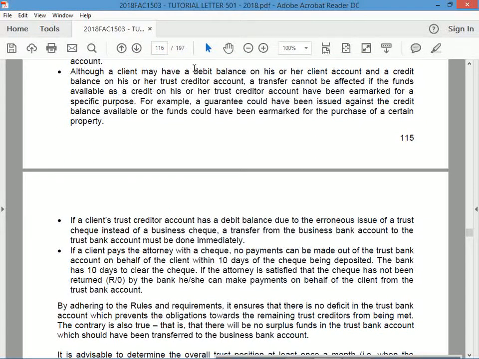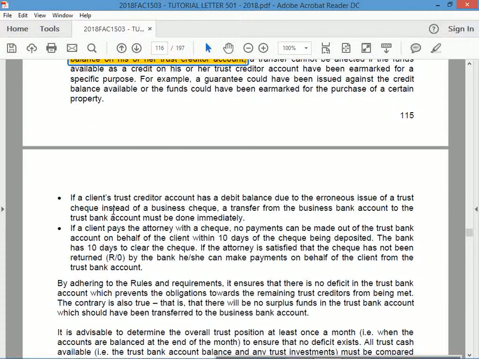Then the last few bullets here just look at 3 other considerations. The one here talks about a debit balance on his account and a credit balance on his trust creditors account. We know that a client will be a customer that owes the business, so you'd have a debit, i.e. debtors, and then you'll have a liability, which is the trust creditors account. The word creditor is there, so that's easy to remember. Liability meaning the business is owing the clients. It's the client's money.